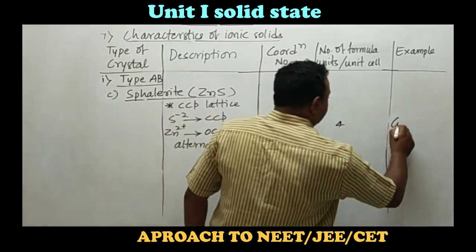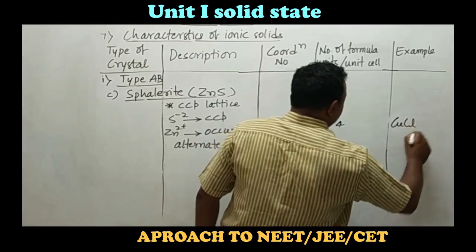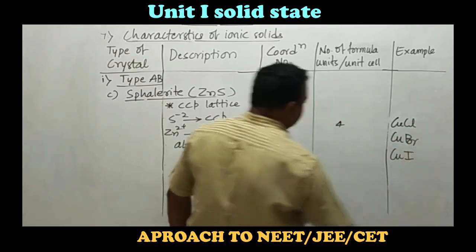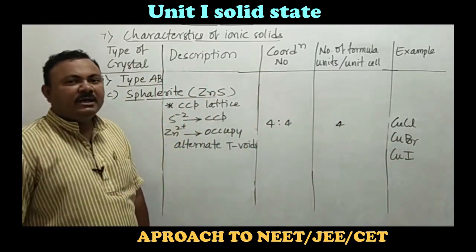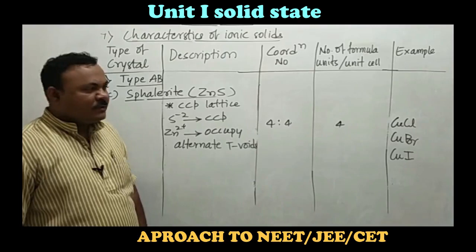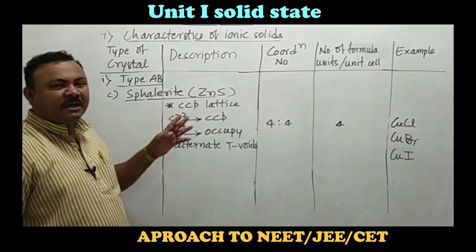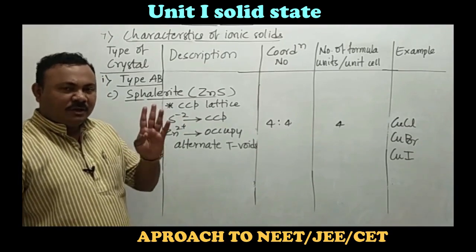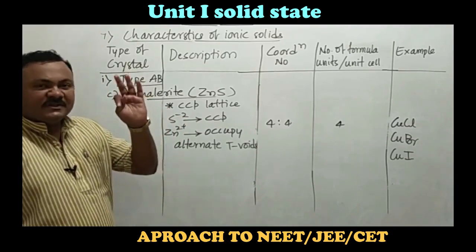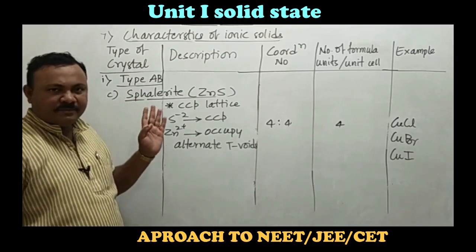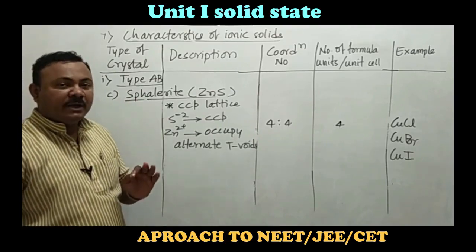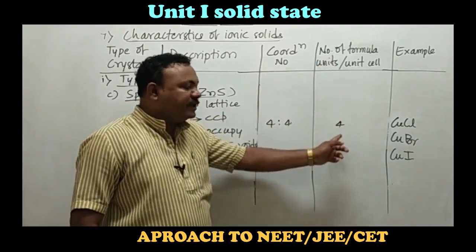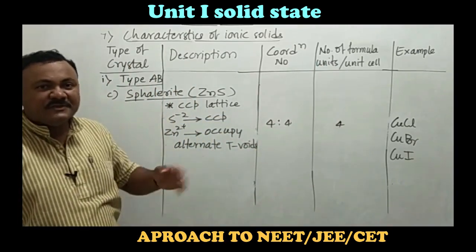Example, copper salts like CuCl, CuBr, CuI, cuprous chloride, bromide and iodide. So this is the salt of type AB. 3 examples for the salt of type AB we learned: rock salt, cesium chloride, sphalerite. Except cesium chloride, in the other 2 examples we got number of formula units 4 only. So very easy to remember.